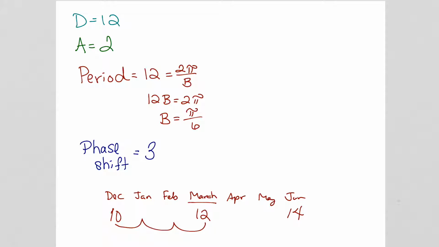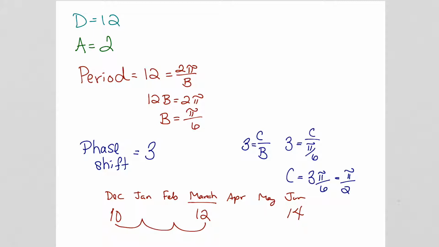That helps us find C, because 3 is C over B, and we've already got B. So C is 3 times pi over 6, or pi over 2.